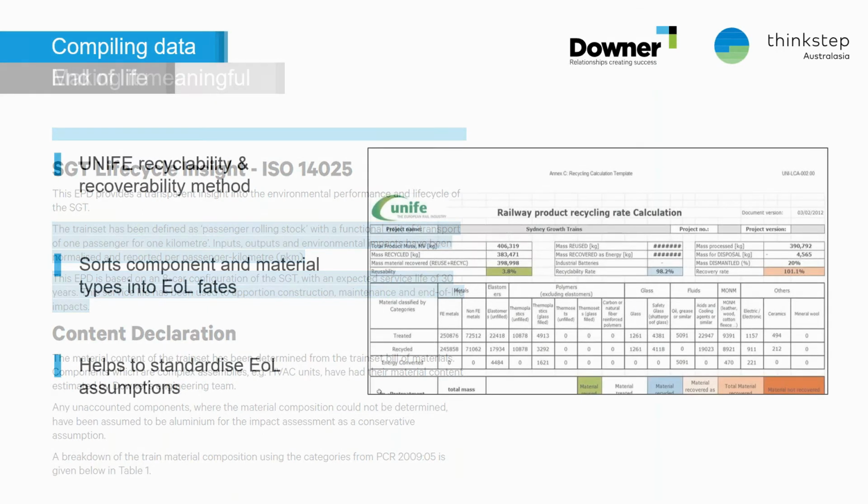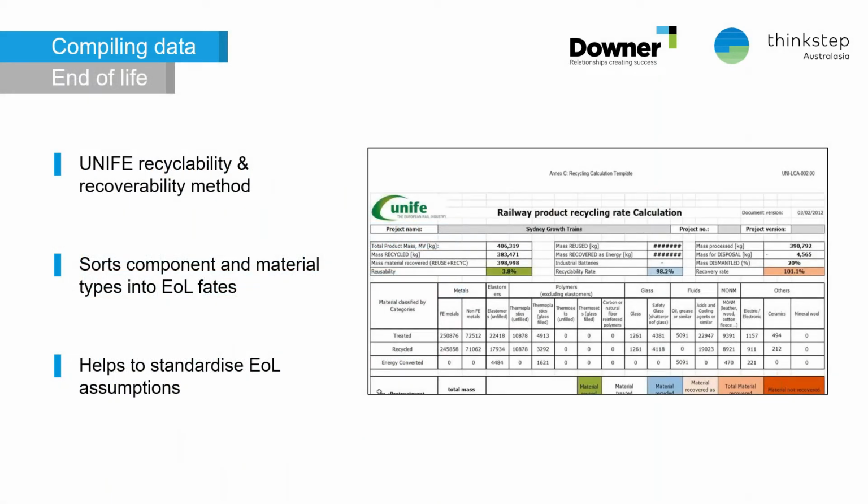And when it comes to end of life, if you've got a lot of materials coming in and a very complicated bill of materials, you've also got to deal with that same complexity when you come to recycle the train at end of life. And so what we relied on was the Unify recycling and recoverability method, which is sort of required or strongly encouraged under the product category rules. Unify is a European rolling stock manufacturers association, and they've based their method heavily on the end of life of vehicles and recycling and landfill and incineration rates for vehicles.